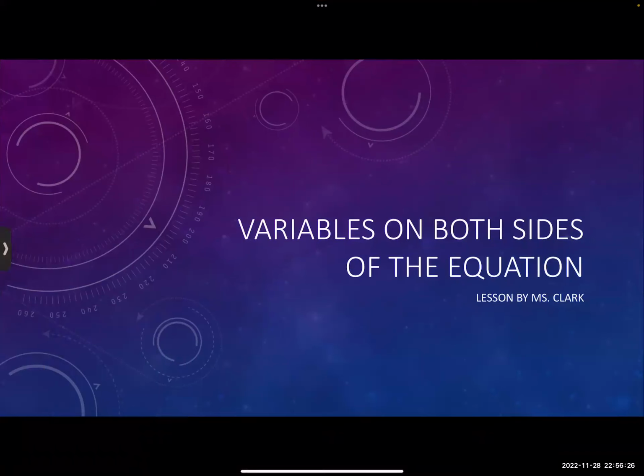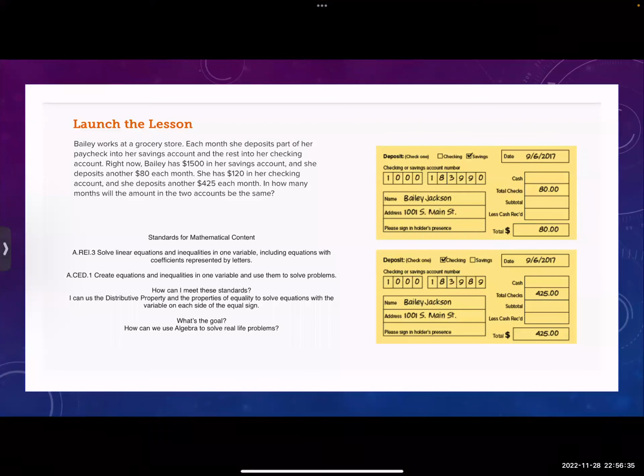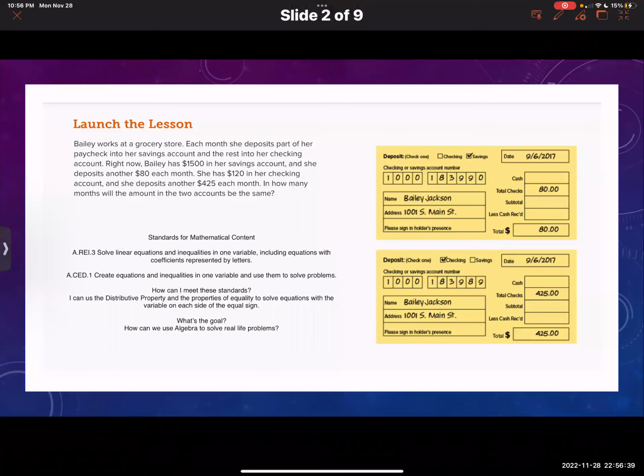All right, so we're going to do a lesson together, variables on both sides of the equation. So we're going to look at a real life problem because remember, what is the purpose? Why are we doing this, right? The goal is how we can use algebra to solve real life problems. So let's take a look at a real life problem and see how algebra can help us solve it.